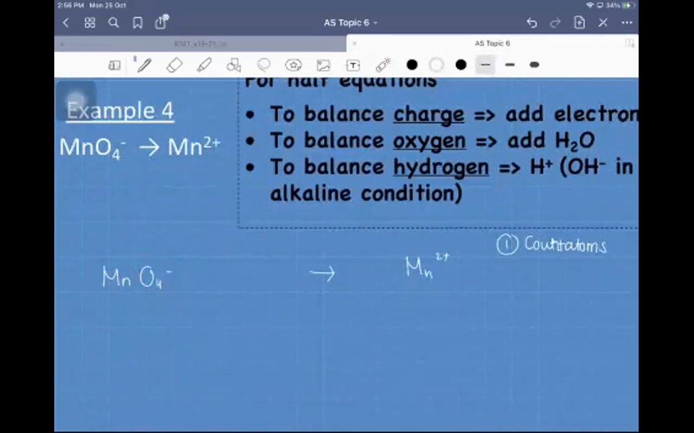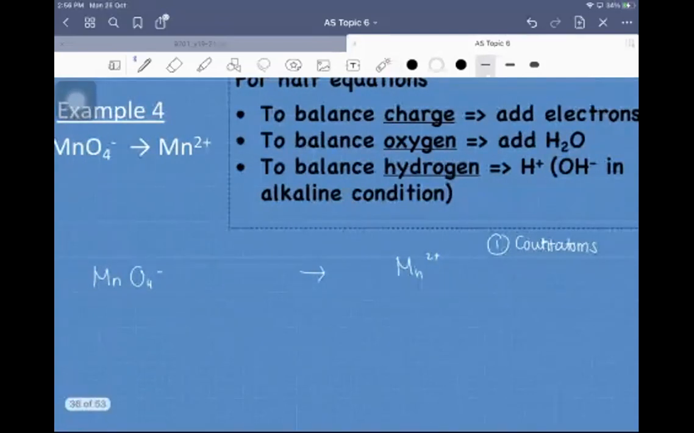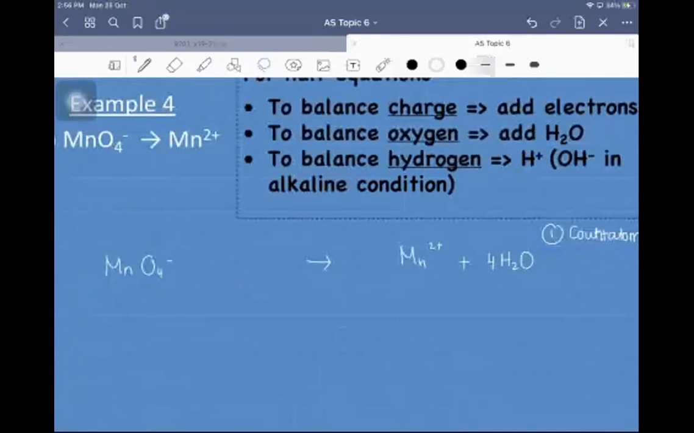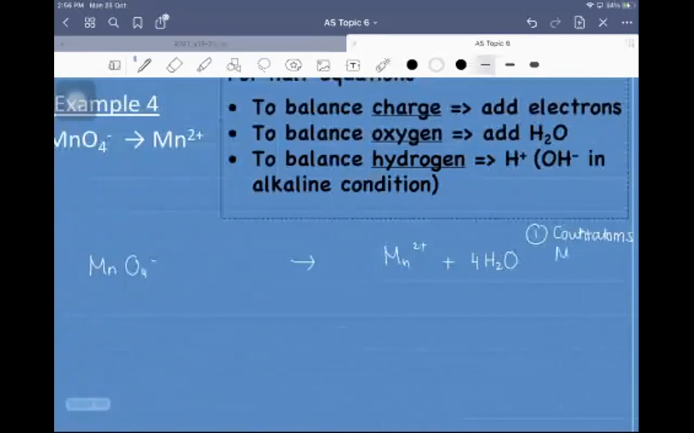Now, I cannot just add oxygen simply by adding O atom. That is not stable. To balance oxygen, I add water. And since I need 4 oxygen atoms, I will need to add 4 H2O molecules. Now, introducing water will cause my hydrogen to be unbalanced. Count atoms: Mn balanced. Secondly, oxygen is not balanced. Add 4 H2O to balance oxygen atoms.